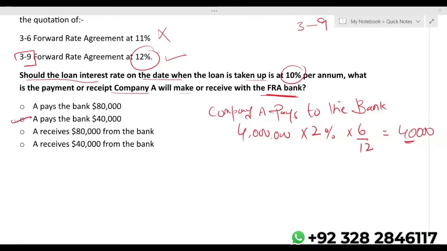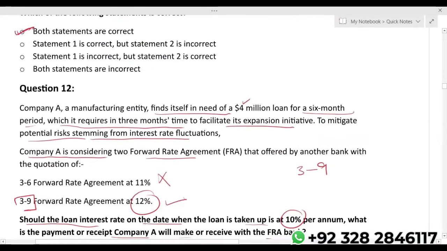Why did we choose 3 into 9? Come here. Company A, a manufacturing entity, finds itself needing a 4 million loan for a 6 months period. Time period of borrowing is 6 months. And when do I need this loan? It requires it in 3 months' time, we don't need the loan today. We need this loan actually after 3 months for 6 months. So the time period of borrowing is 6 months.